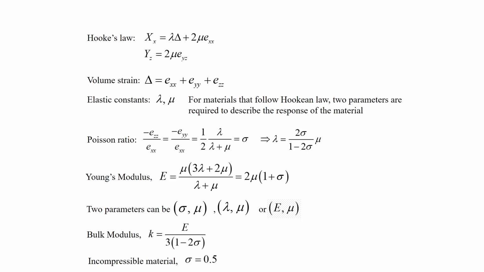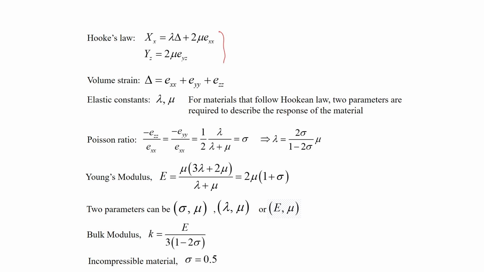We used Hooke's law to have a constitutive relation between stress and strain, and we showed this expression here, where delta is called the volume strain, that is e x x plus e y y plus e z z. Here lambda and mu are the elastic constants. We showed that the 36 constants required for the generalized Hooke's law can be reduced to only 2 constants, and then we derived the expression for Poisson ratio, sigma, which is half of lambda by lambda plus mu.